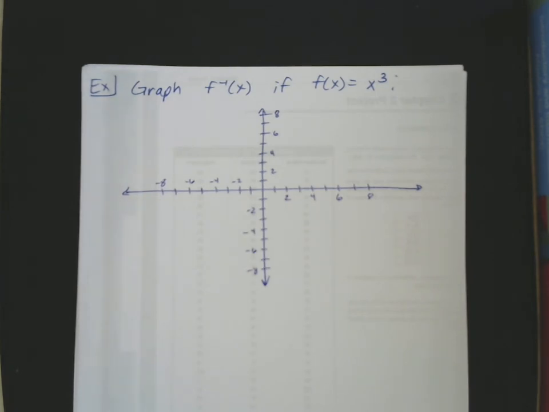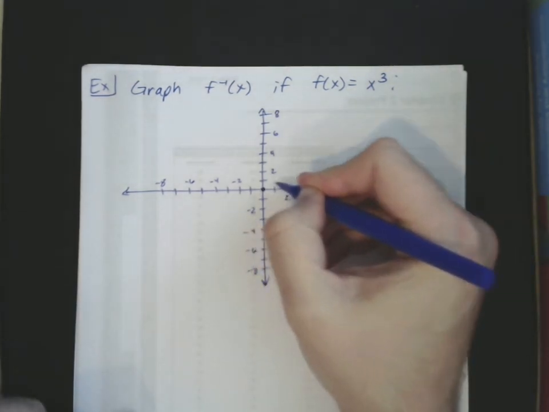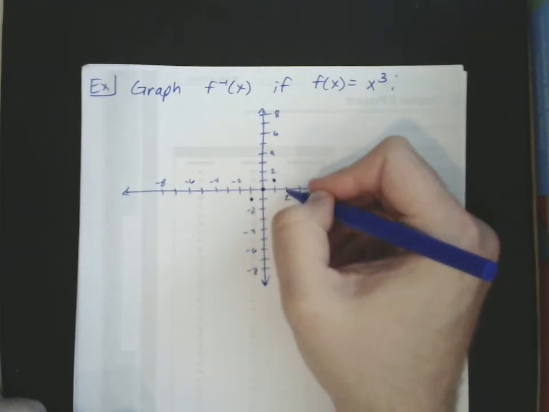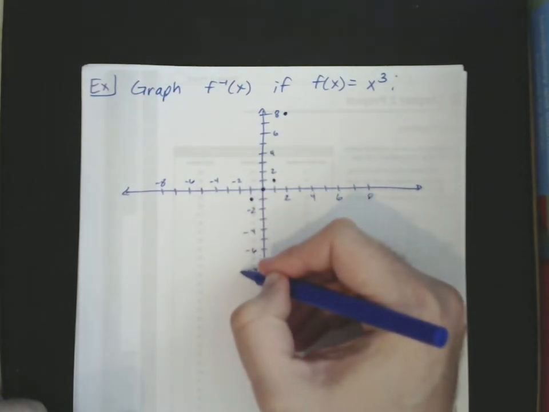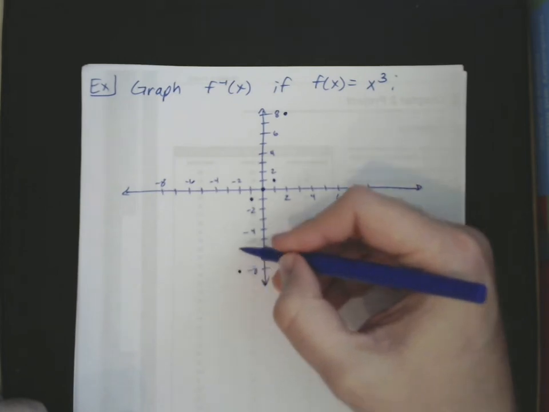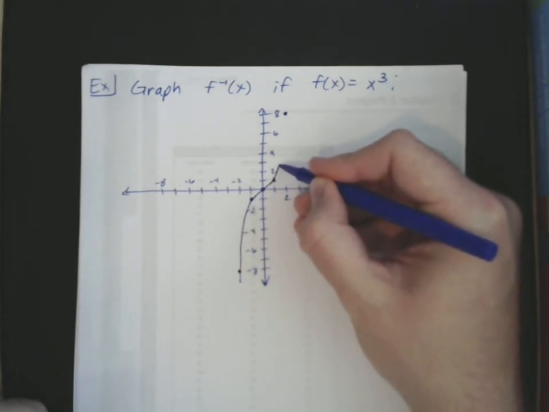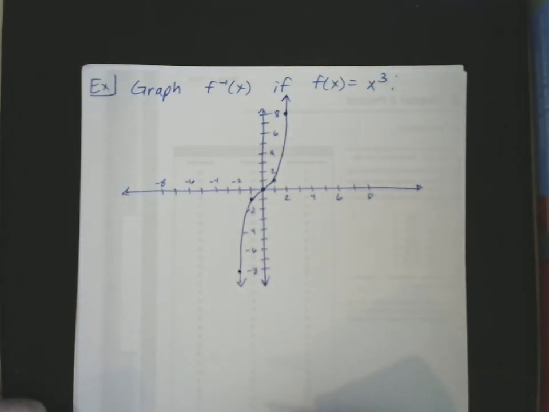So we're going to start by graphing x cubed. So x cubed goes through 0, 0, goes through 1, 1, goes through negative 1, negative 1, goes through 2, 8, and it goes through negative 2, negative 8. And it looks as best I can here like this. So that's f of x.